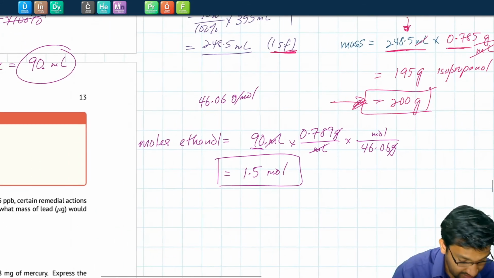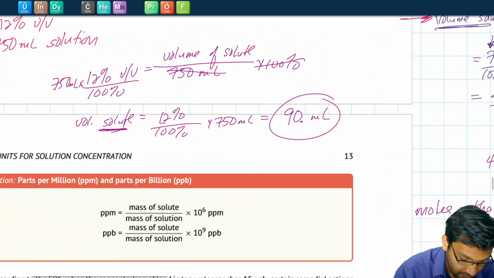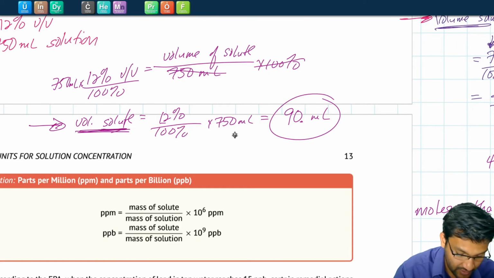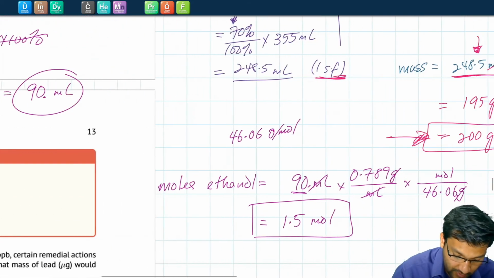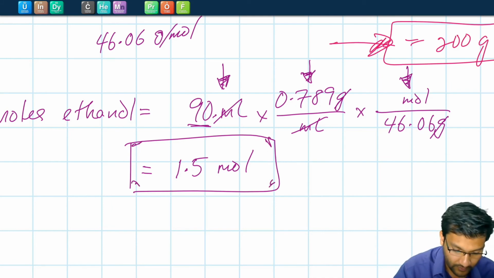So this one takes it a little step further. The first step was to find our volume of solute. We have the concentration, we have the volume of solution. Once we solve for the volume of solute, we use the density to convert to mass, and then we use the molar mass to convert to moles, which is what the question was asking us for.